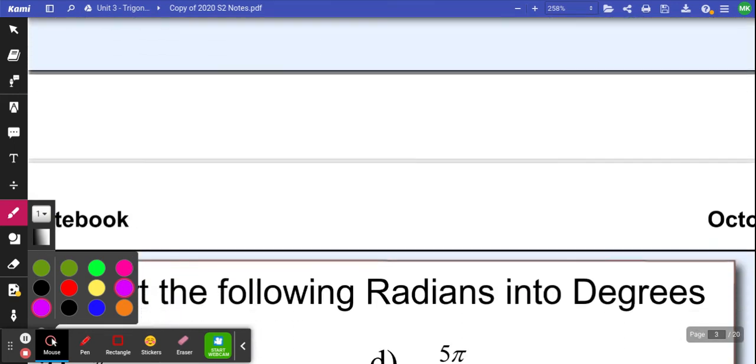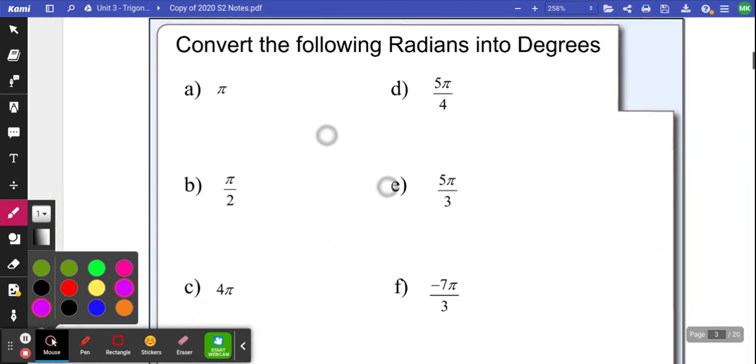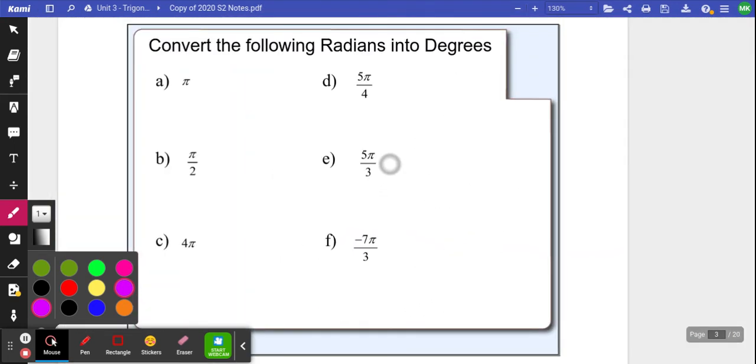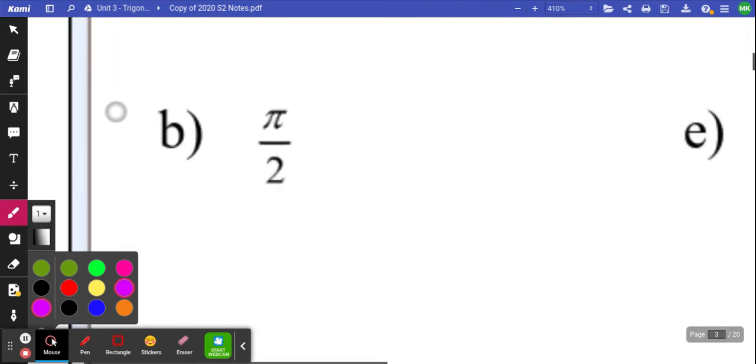Okay. Other way around. So you got 6 examples here. I'll do 1 to start, and then I'm going to let you try the next 5. So we're going to convert radians into degrees. I'm going to start with B. These should be better numbers because we've actually seen a lot of these. So I want to convert that into degrees.